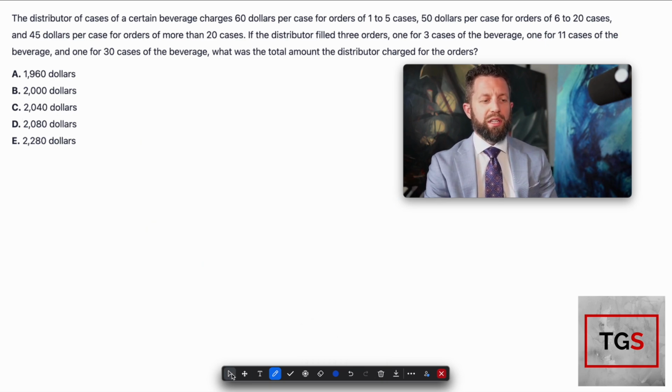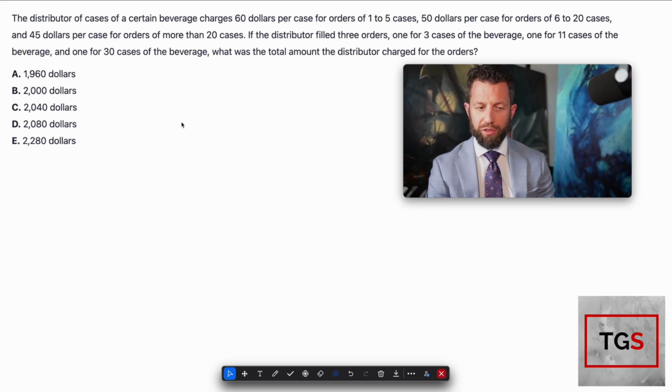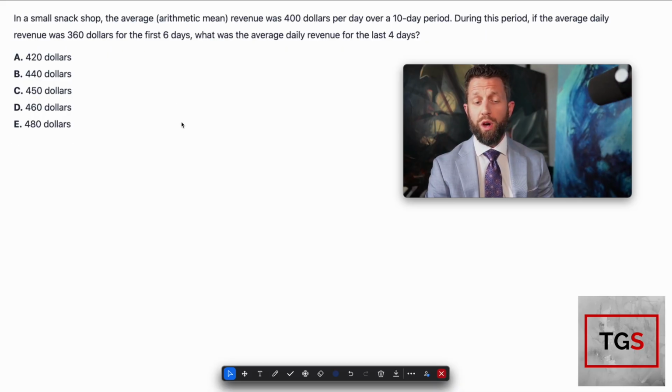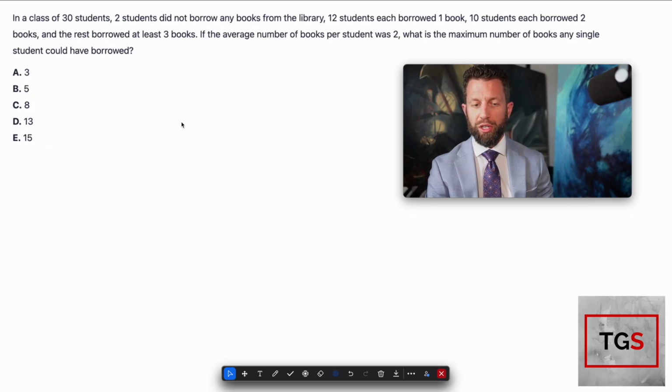Problem number 3 says, in a class of 30 students, 2 students did not borrow any books from the library. 12 students each borrowed 1 book. 10 students each borrowed 2 books. And the rest borrowed at least 3 books. If the average number of books per student was 2, what is the maximum number of books any single student could have borrowed?